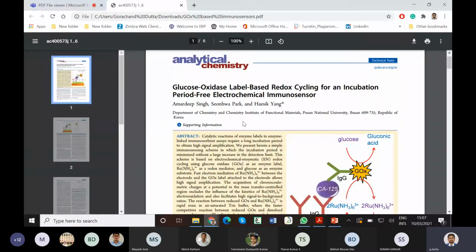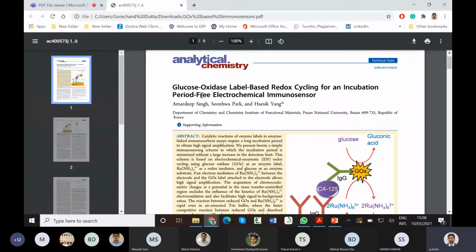Glucose oxidase label, I already taught you, right? Redox cycling I already taught you many things, and the electrochemical sensor is what I am teaching you in this course. So this topic is very much related to you. When you become an expert, or when you are looking for some new research area, you have to think about which area you are interested in. So you can download this paper, right?